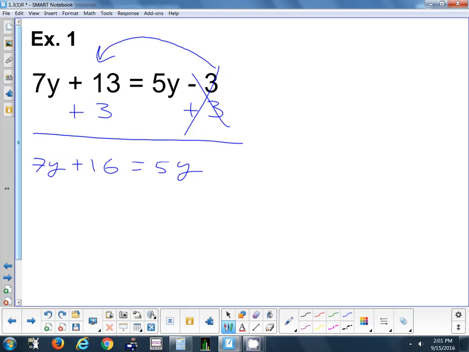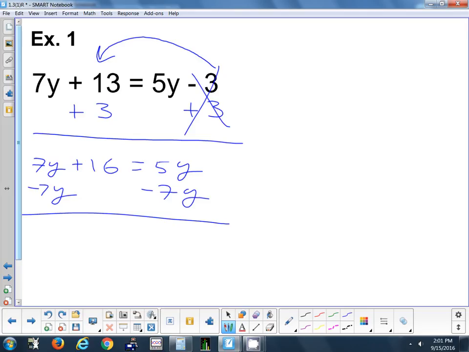Now, we avoided a negative at that step. I'm not sure we're going to be able to avoid a negative at this step. Sometimes you just have to deal with the negative. So my next step, I still have some more adding and subtracting to do. Does anybody see what I could add or subtract to get all my y's on the right side? What do you want to subtract? Yep, subtract 7y. And where else do you want to subtract it? From the other side.